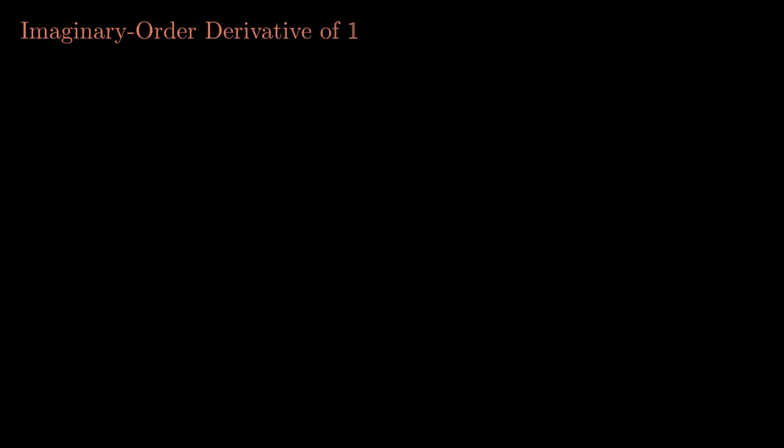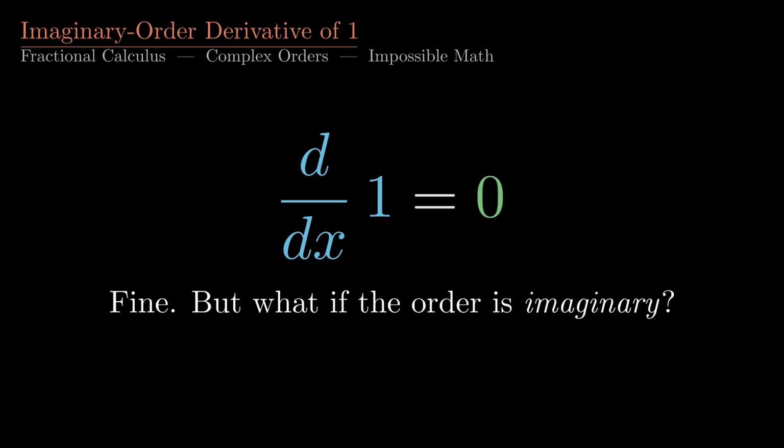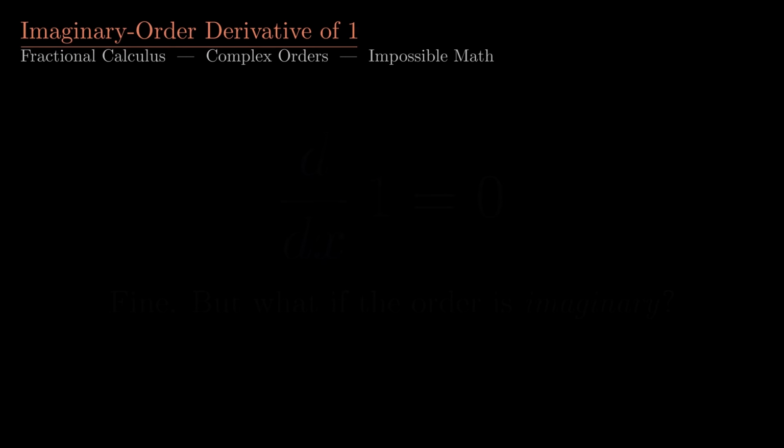The derivative of a constant is zero. It's one of the first rules you learn in calculus. But what happens if the order of that derivative is imaginary?